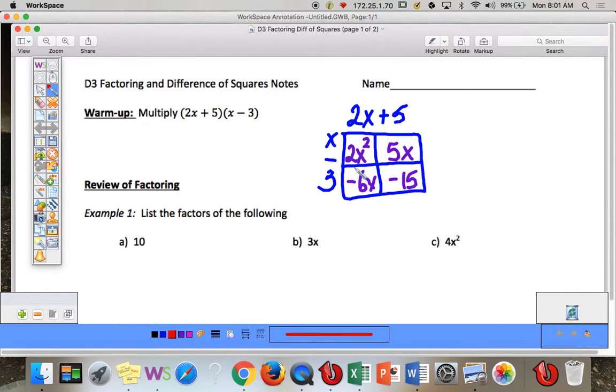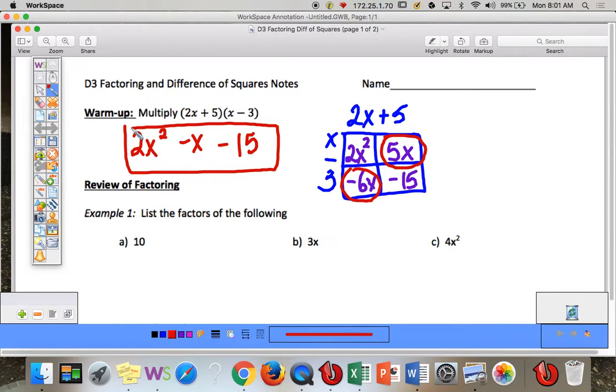So if we combine like terms, we can put our x's together. We'll also put it in standard form where we have the highest power of x first. We'll get 2x squared minus x minus 15. And this trinomial represents the product. So when we multiply these two together, here's the answer, 2x squared minus x minus 15.